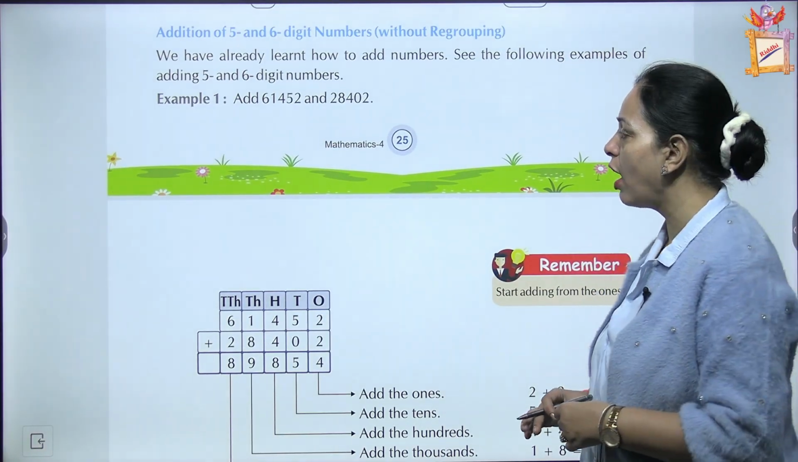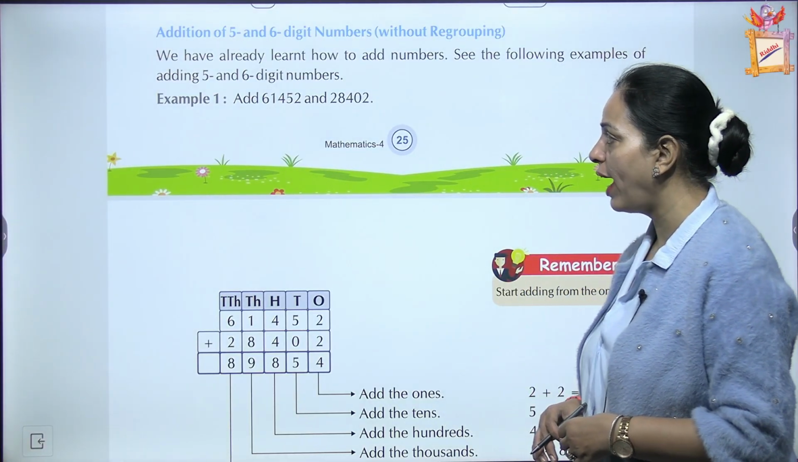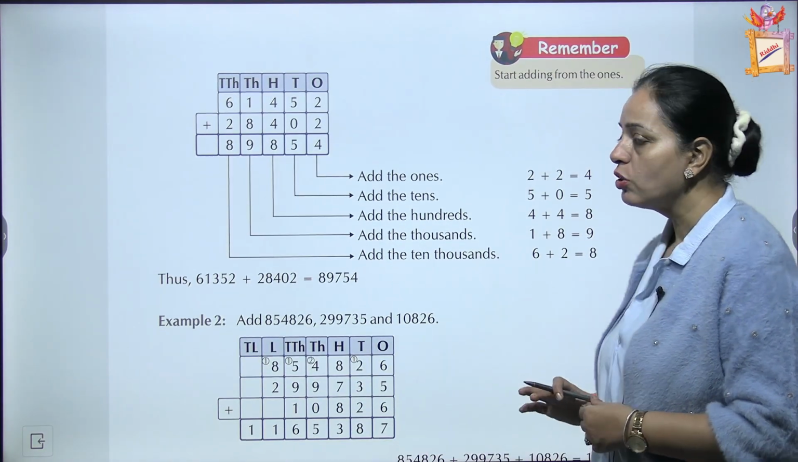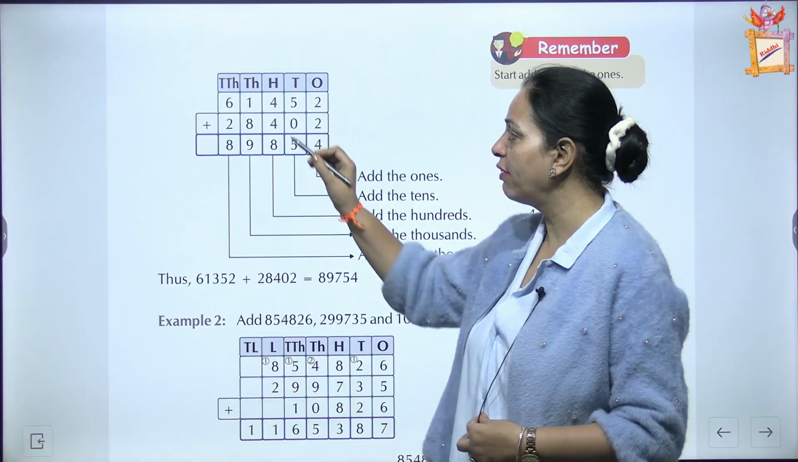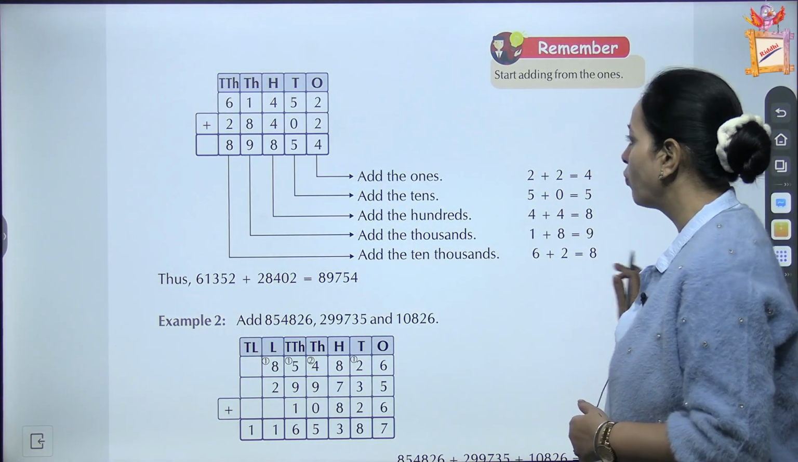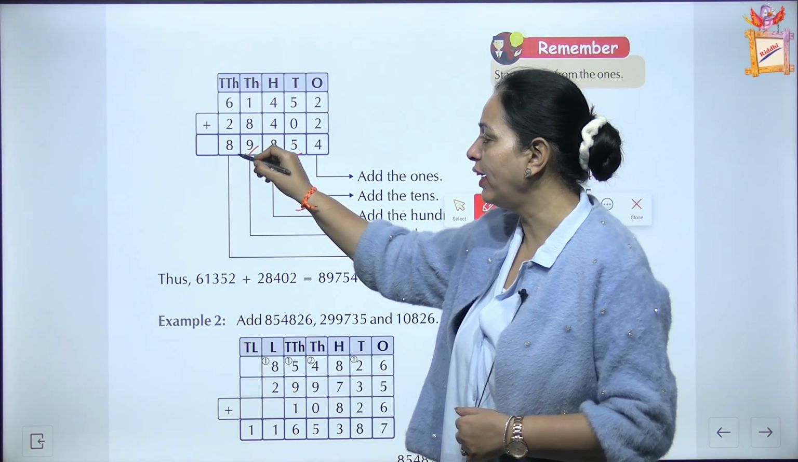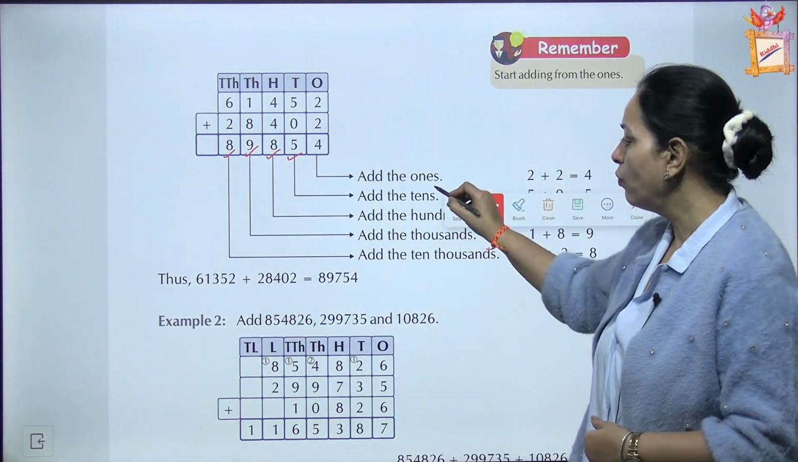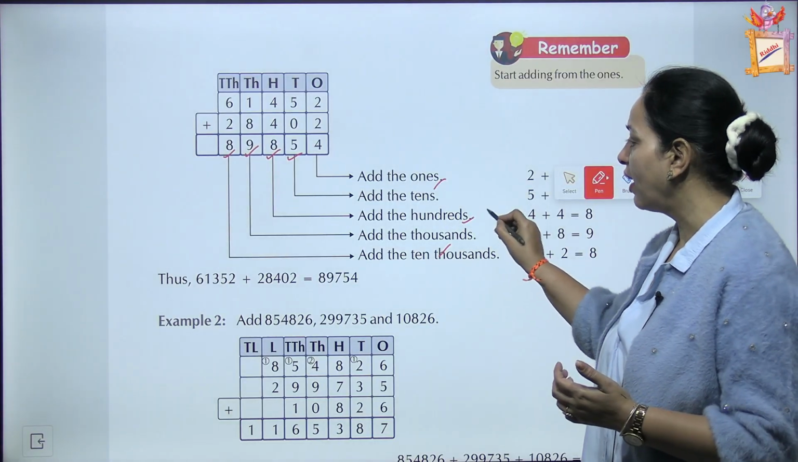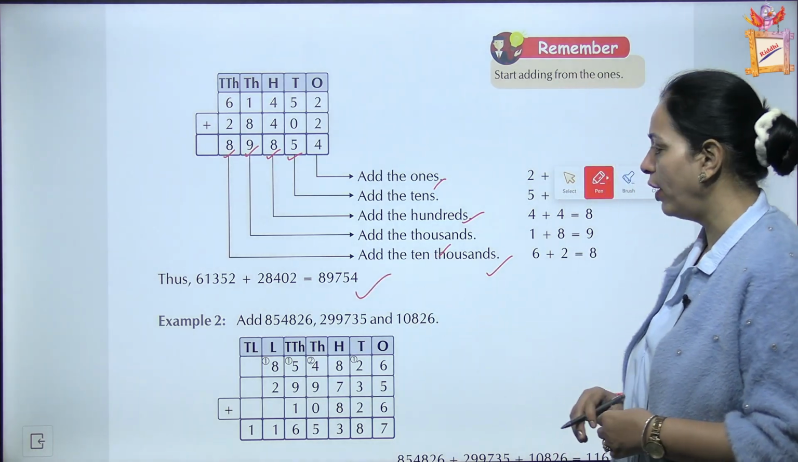Okay, now we are talking about addition of 5 and 6-digit numbers without regrouping. We have already learned how to add numbers. See the following examples of adding 5 and 6-digit numbers. Example 1, add 61,452 and 28,402. So arrange the numbers by ones, tens, hundreds, thousands and ten thousands. Now add ones. So 2 plus 2, that is 4. 5 plus 0, 5. 4 plus 4, 8. 1 plus 8, 9. 6 plus 2, 8. So this is the answer. It means first we add the ones, then the tens, the hundreds, the thousands, and the ten thousands.